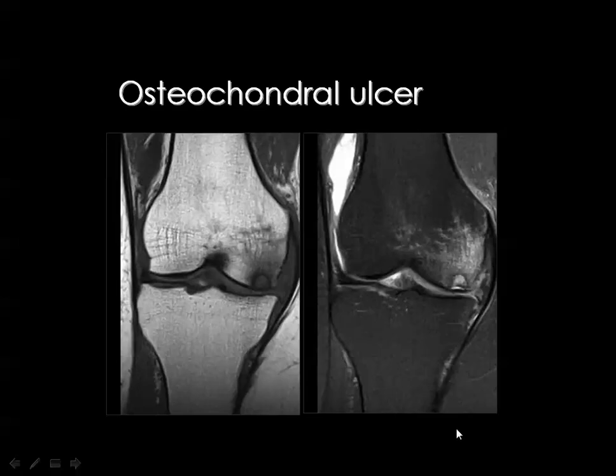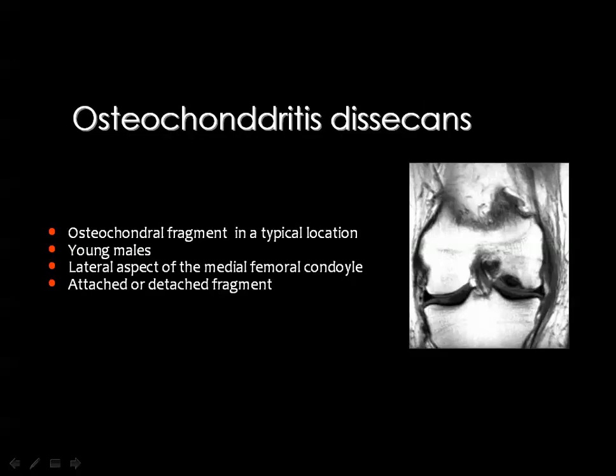Osteochondral ulcer is a lesion affecting the chondral bone as well as the articular cartilage as well as the subchondral bone. This ulcer may be associated with evident bone marrow edema, as you can see here, low signal in the T1 and high signal in the T2 weighted image.